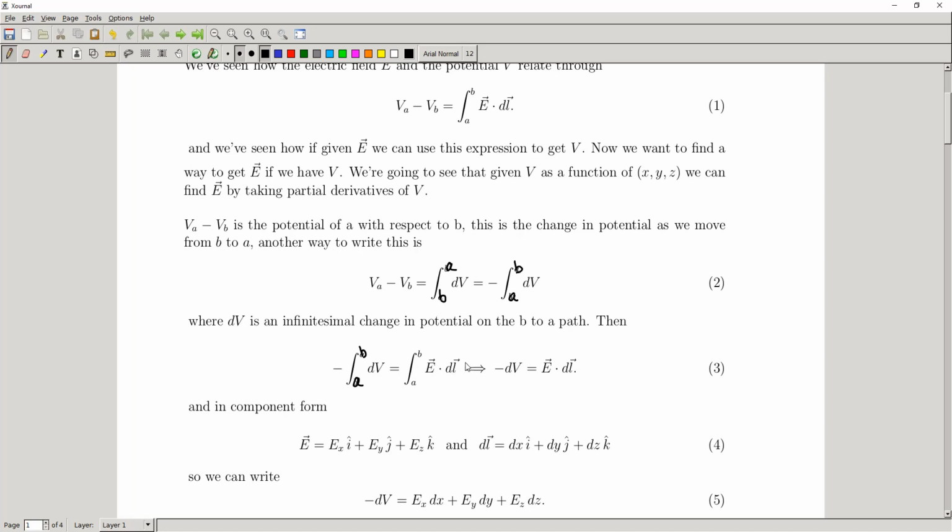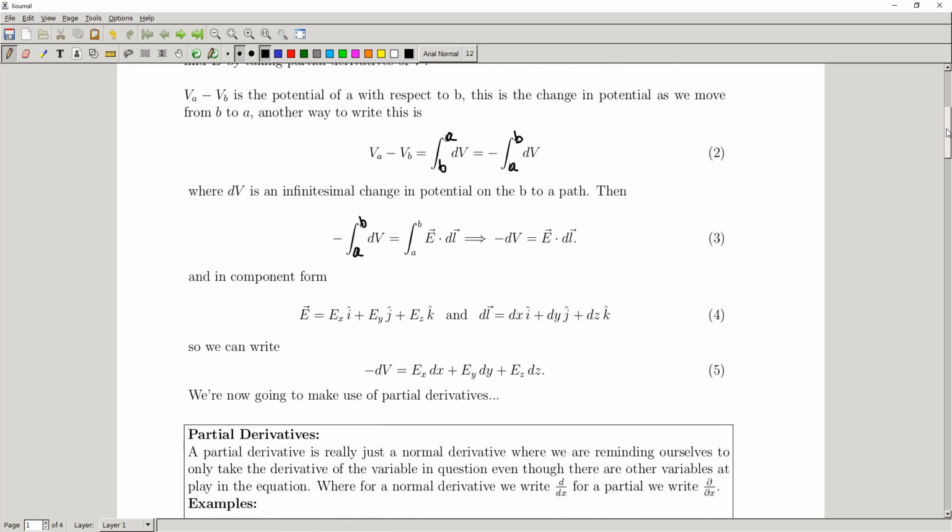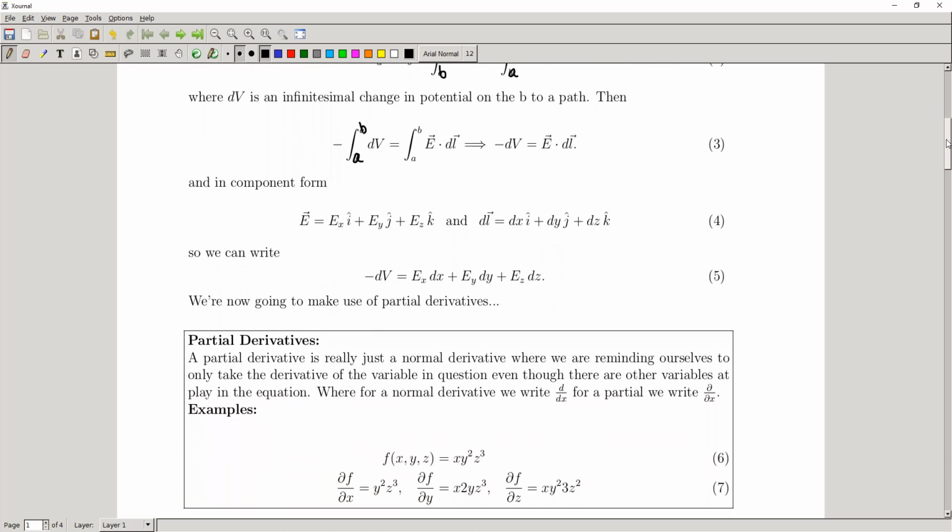And because we have the same limits of integration here, this means that our integrands have to be equal. So we can drop the integrals, and really what we end up with is minus dV is equal to E dot dl. Okay? And what we're going to want to do now is write these vectors, E and dl, in terms of their components. Okay, so we can break them up.